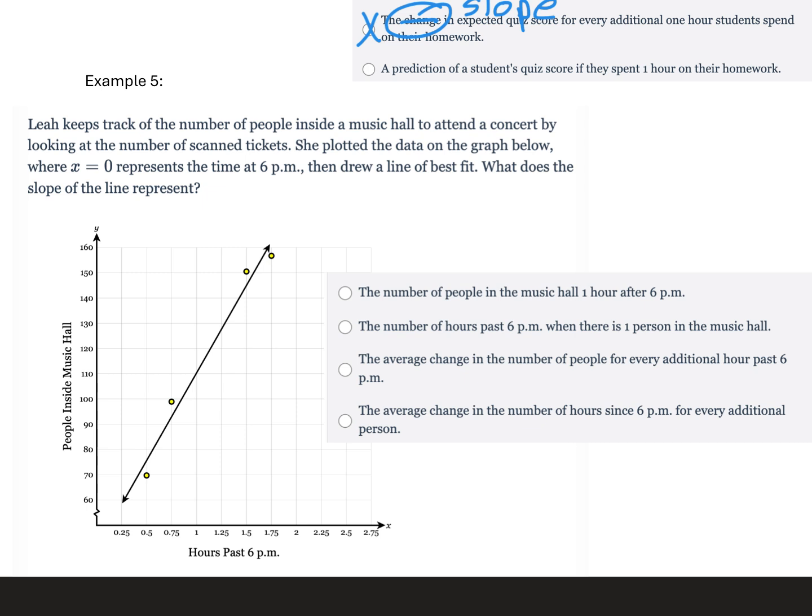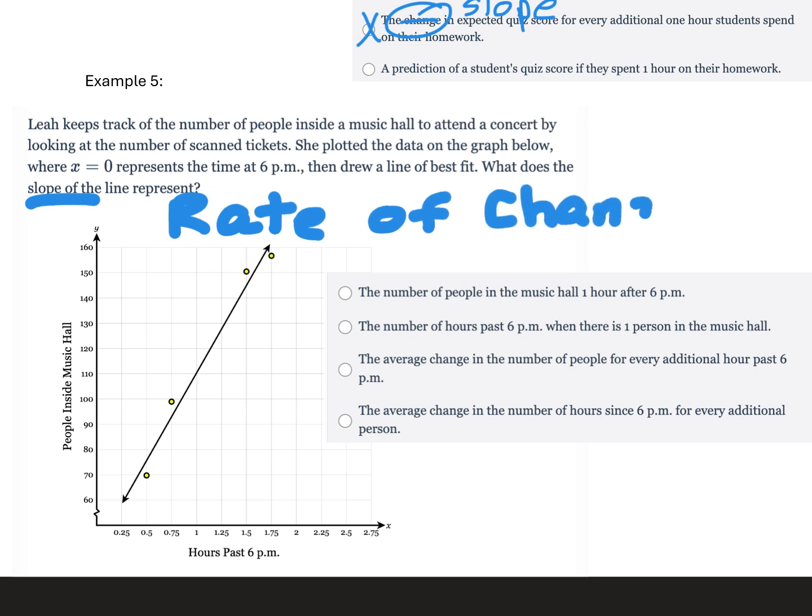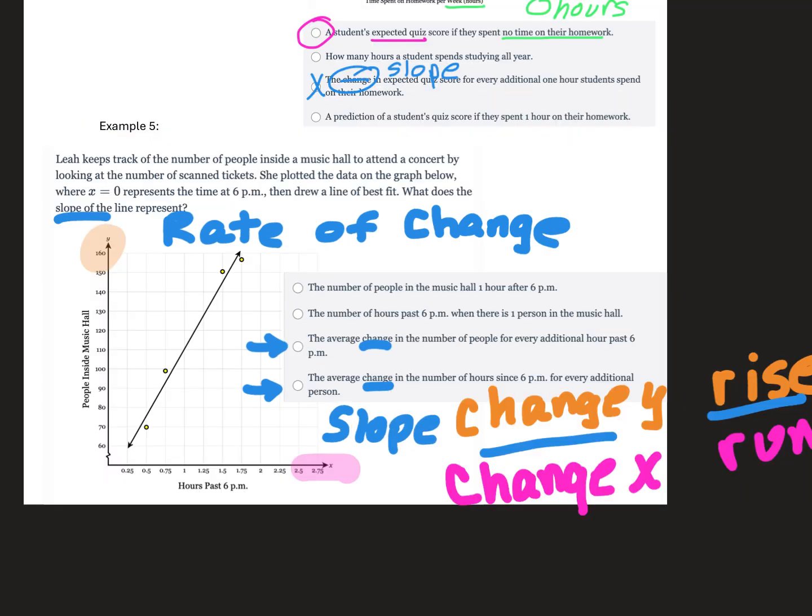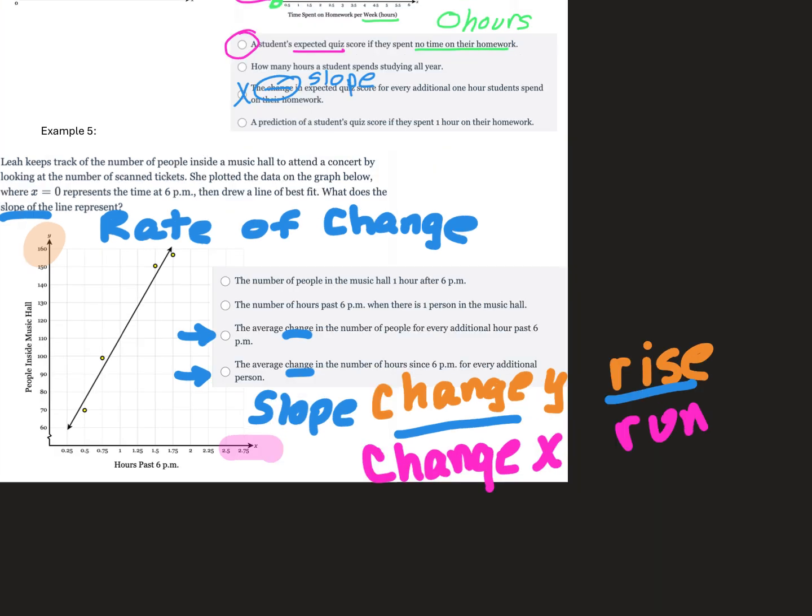Last but not least, it is asking us what the slope of the line represents. Remember, another word for slope is rate of change. So it's either going to be this option or this option because it has that word change. And remember that slope is rise over run, which is your change in your y values over your change in your x values.